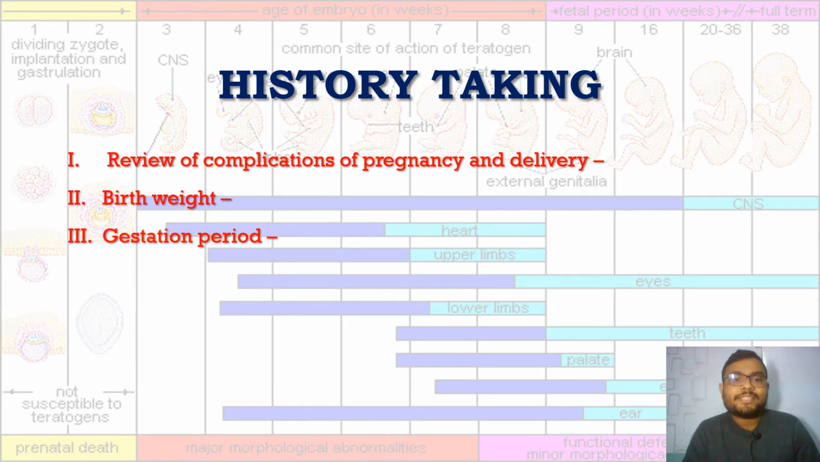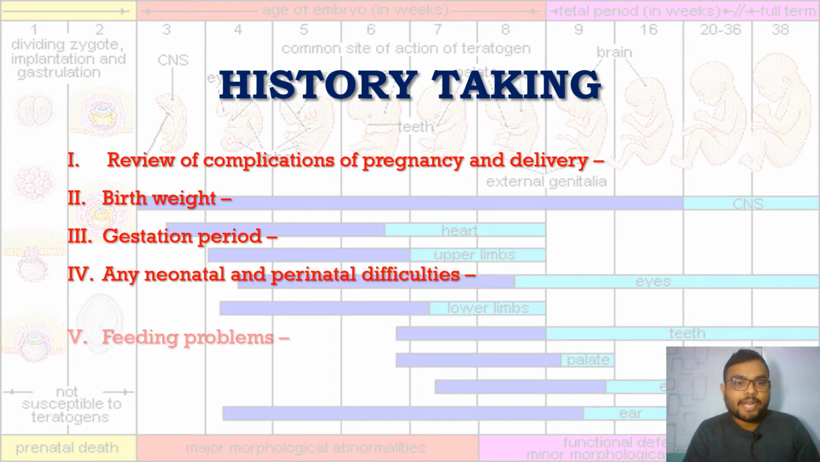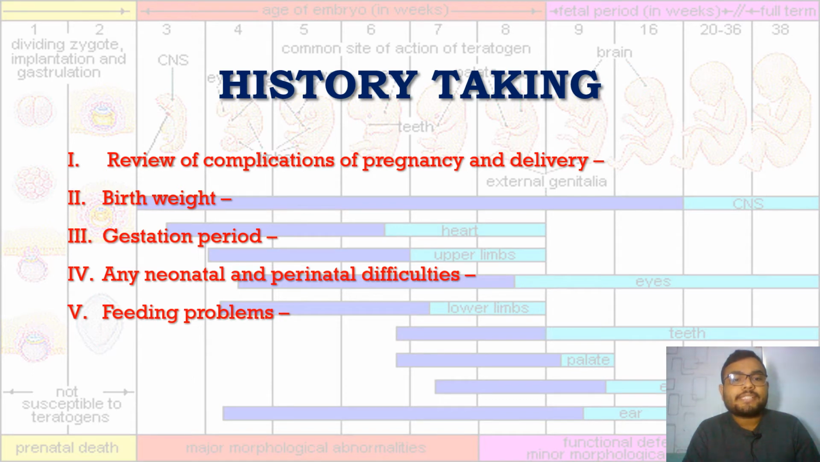Then you need to note down the gestation period, that is the time period for development of the fetus into the baby, right? Then you need to note down if there is any neonatal and perinatal difficulties, right? Then you need to note down if there is any feeding problems, and lastly you need to note down if there is any other health related issues, right?